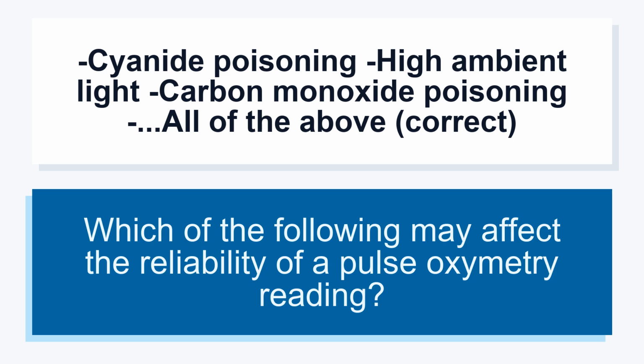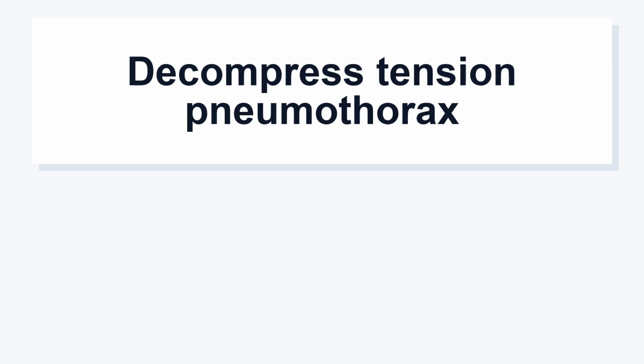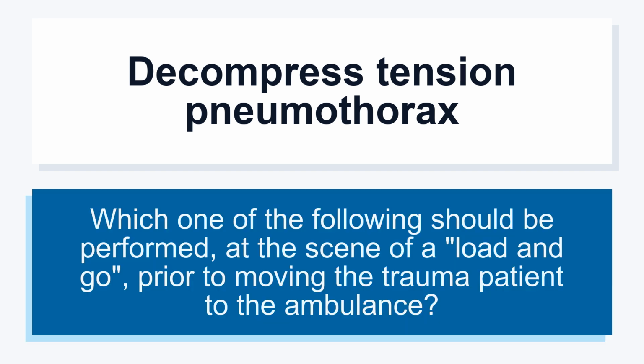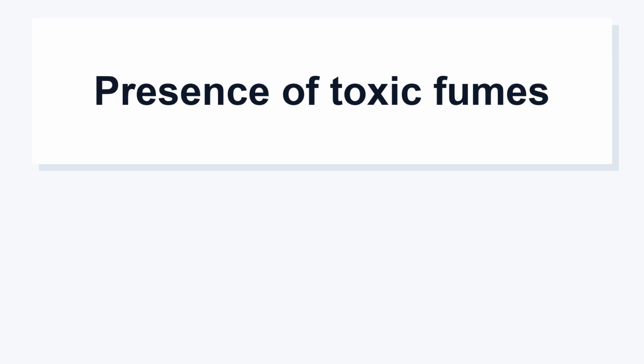Which of the following may affect the reliability of a pulse oximeter reading? Decompressed tension pneumothorax. Which one of the following should be performed, at the scene of a load and go, prior to moving the trauma patient to the ambulance? Presence of toxic fumes.